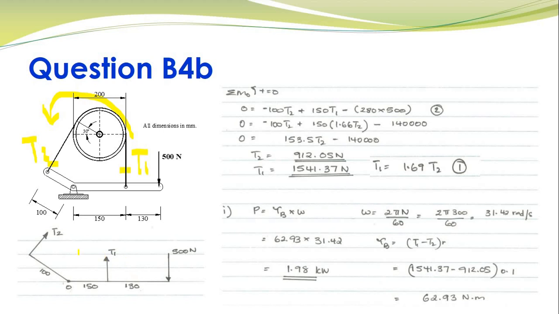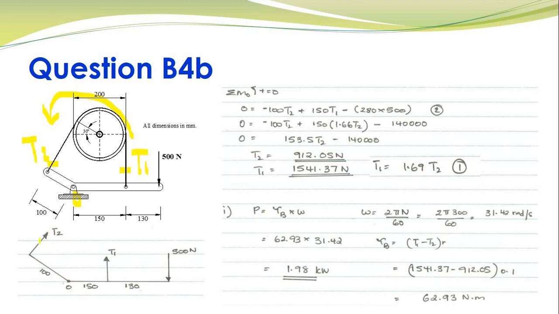So this is what I have in my free body diagram. So I'm taking sum of moments about point O. So O is over here. So distance of T1 is 150. Distance of the applied 500 Newton load is 280 mm from the fulcrum, and then T2 is acting at 100 mm away from your fulcrum.